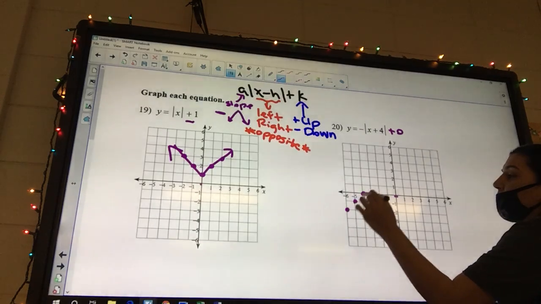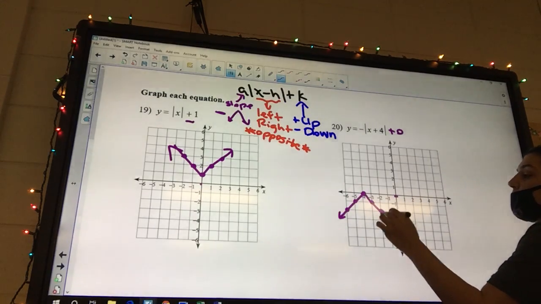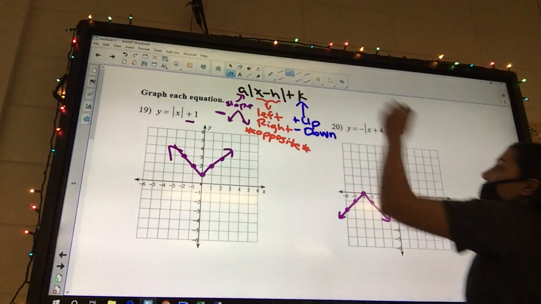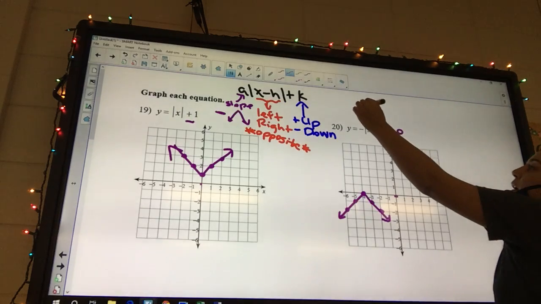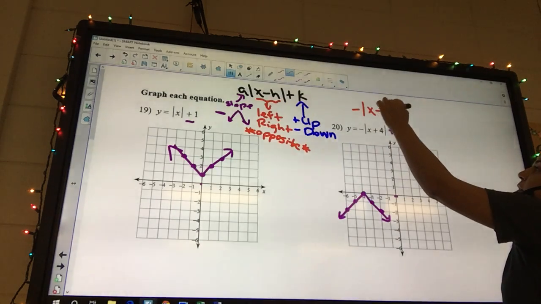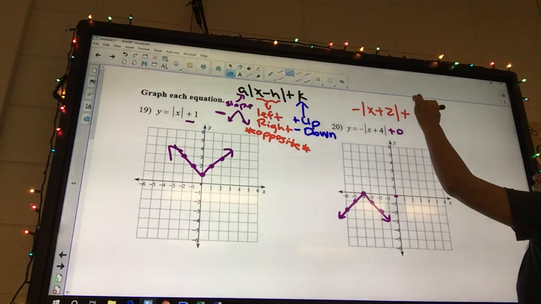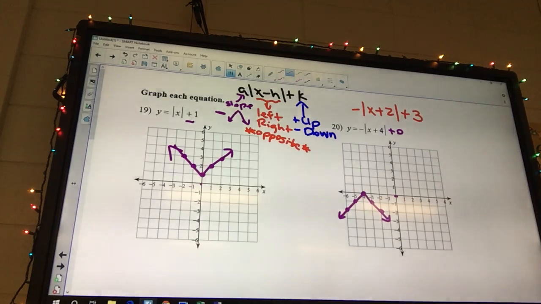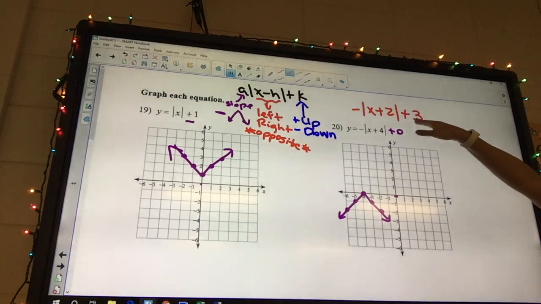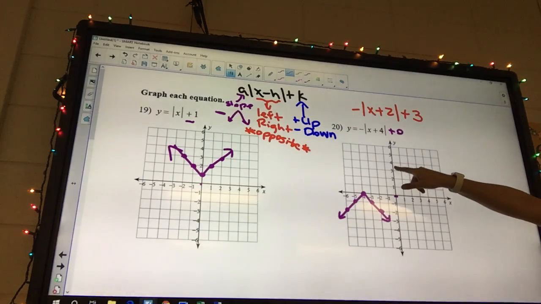Oh, I understand. Okay, and I'm going to do one extra one on here just because. Okay, so we got negative x plus 2 plus 3. Okay, I'm doing this one in red just so you guys get a little practice. What does this plus 3 do? Up and down. Up 3. That means that would be here.